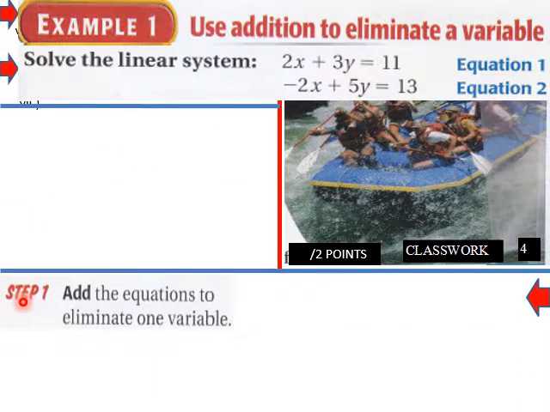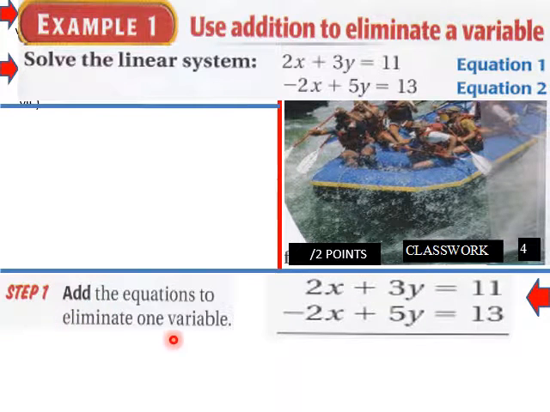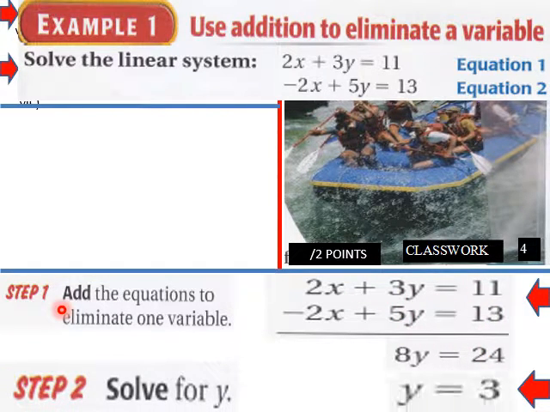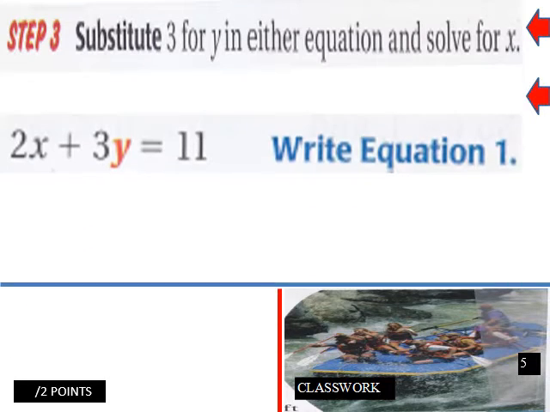Here are our 2 equations. Add the equations to eliminate one variable. So we're going to add these 2. They're going to cancel each other out. And then we have 8y equals 24. And then y will equal 3. So that's one that you're going to eliminate by adding.